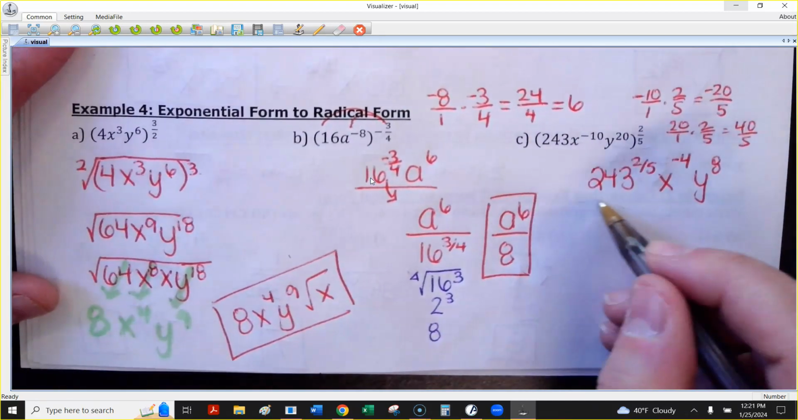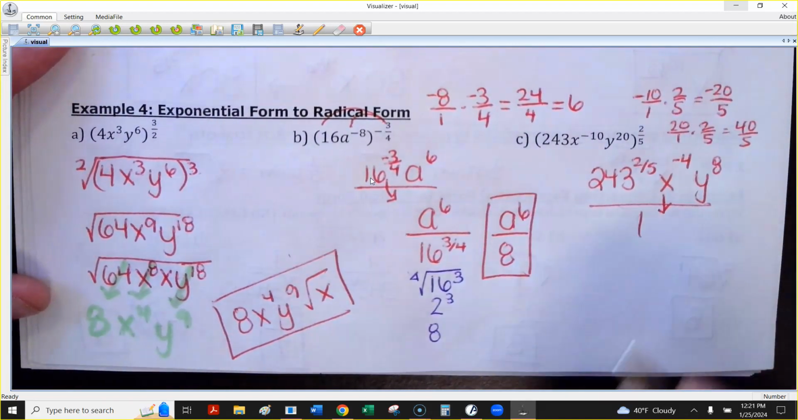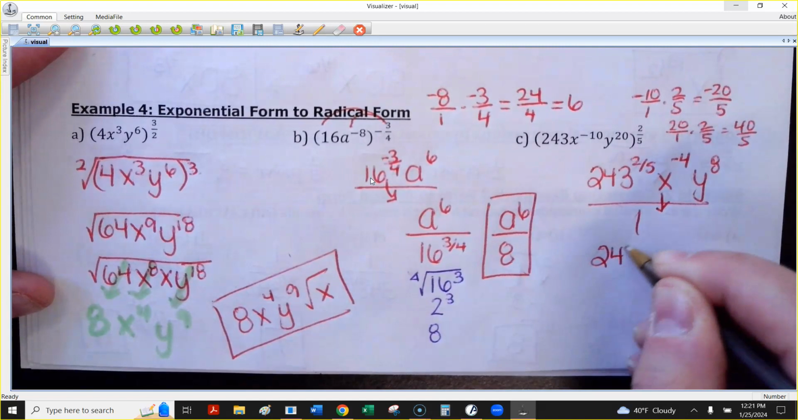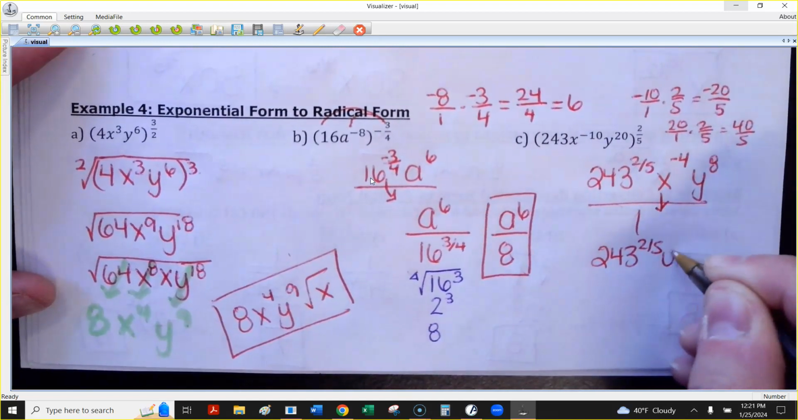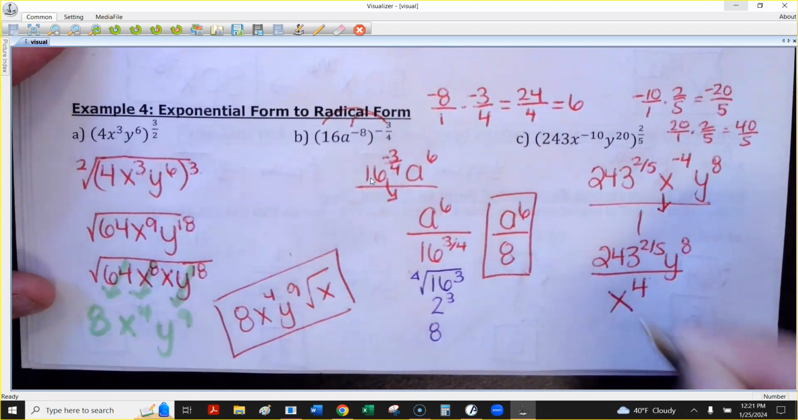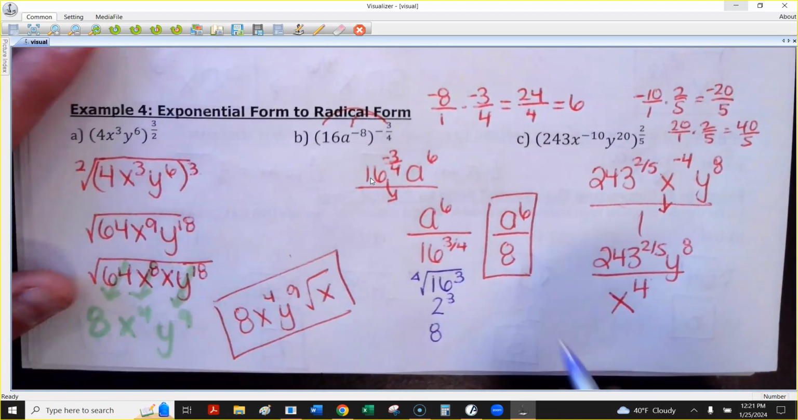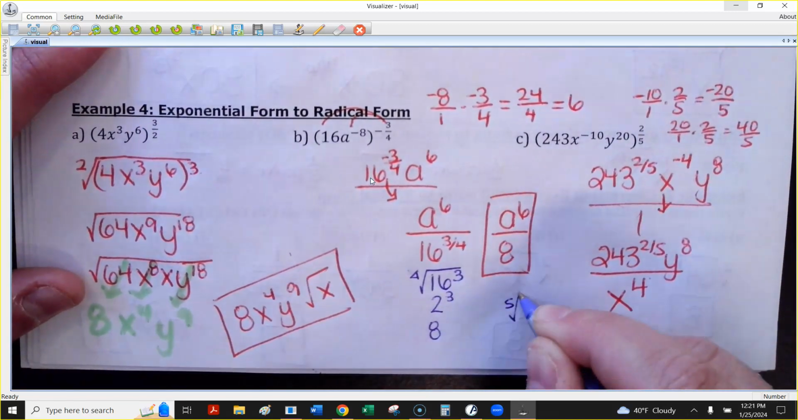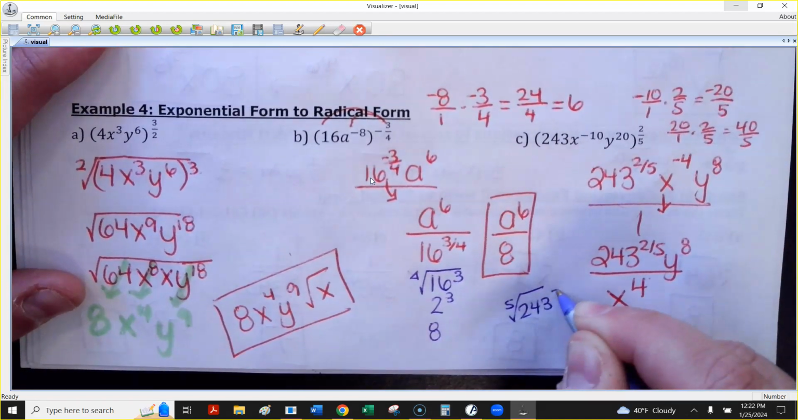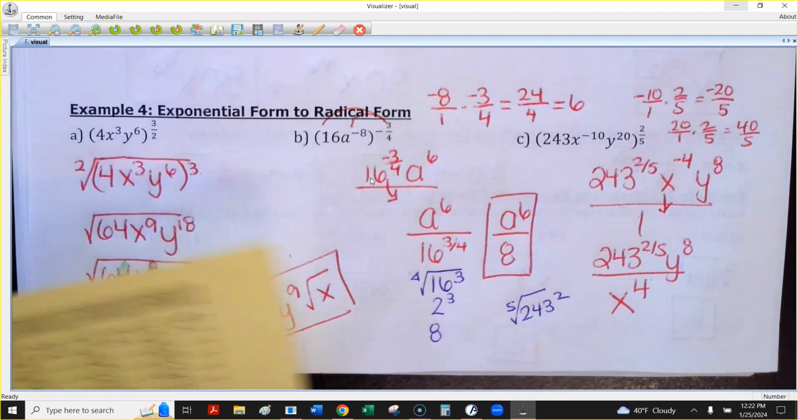I've got to move this x to the 4th, I'm going to make a fraction, move that to the bottom. So I'd have that 243 to the 2/5, y to the 8th on the top, x to the 4th on the bottom. The only other thing you could do there, let me see if I can make some space, is the 5th root of 243 squared. I promise you, if you're doing anything with a number and you have to take a root like that, it will be on this list.